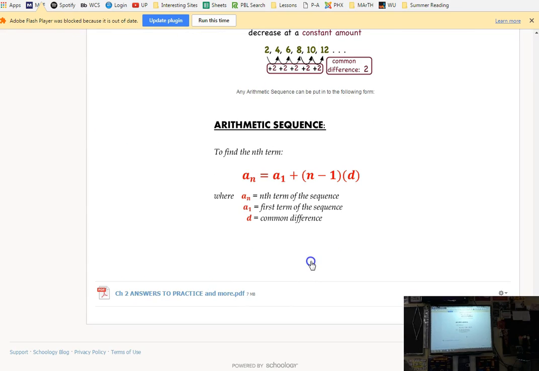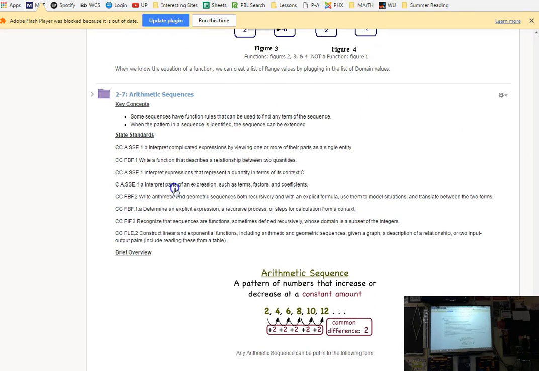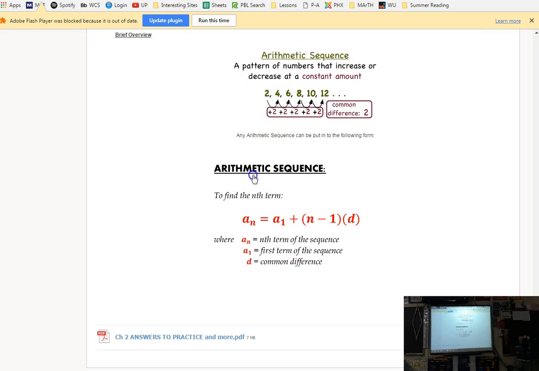We don't really do much with recursive this year. It's really like an intro so you understand what it means. It's kind of one of those, we don't expect you to use it this year. Where our textbook material stopped was really explicit definitions of an arithmetic sequence.